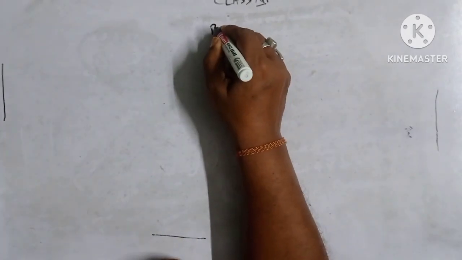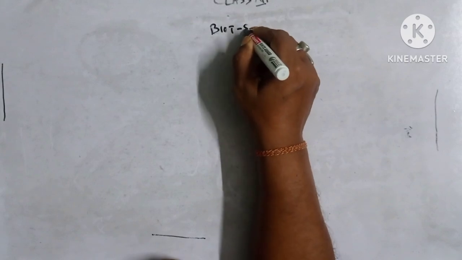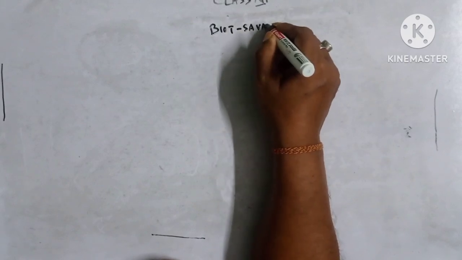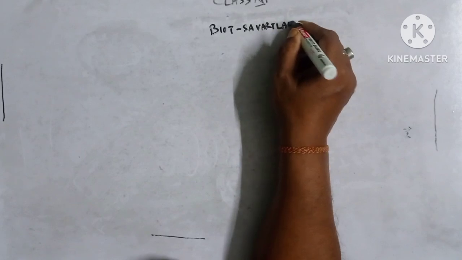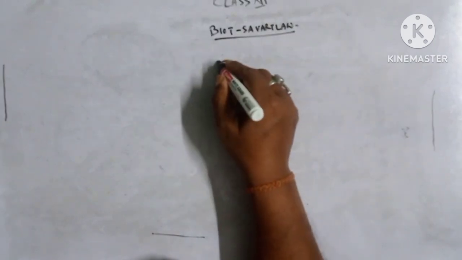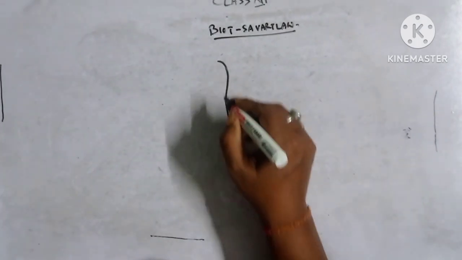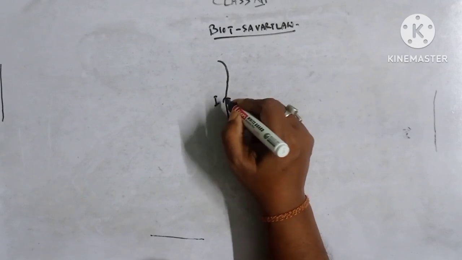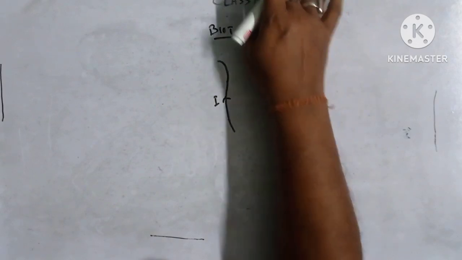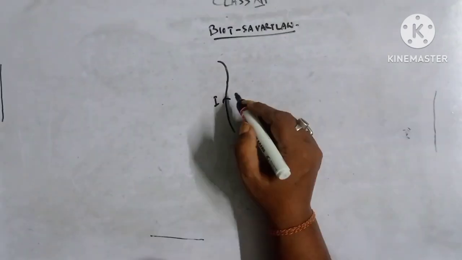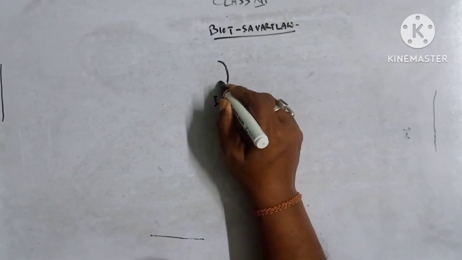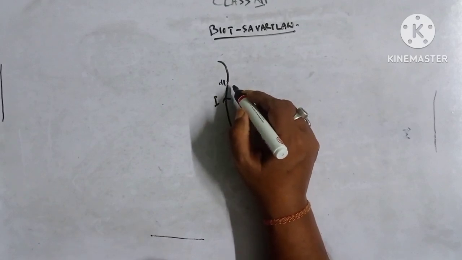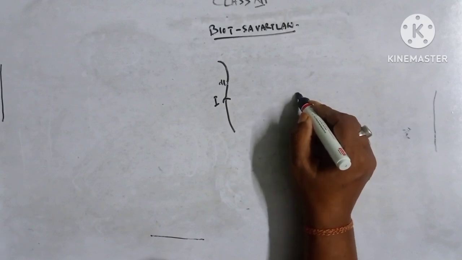Now the next topic is the Biot-Savart law. This is an important law. Here is a conductor carrying a current I moving through it. We consider a small element dl here, and we want to know what the magnetic field is at a point, suppose P.